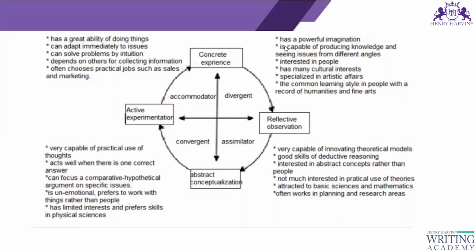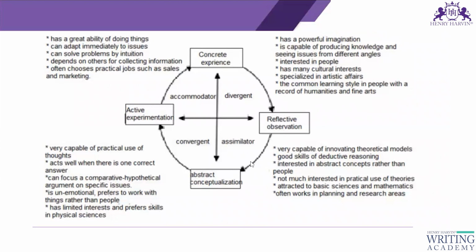Now here, it has a powerful imagination. That's the first point. In between these stages, it is capable of producing knowledge and seeing issues from different angles. So what will learners have, and how will it help them? These are the points. Then, interested in people: it helps us create that interest, and has many cultural interests and specializations in artistic affairs, the common learning styles in people with a background in humanities and fine arts. This is one example we have taken, of how we can describe the points and how it helps learners at each phase.